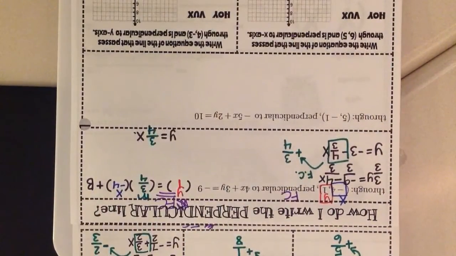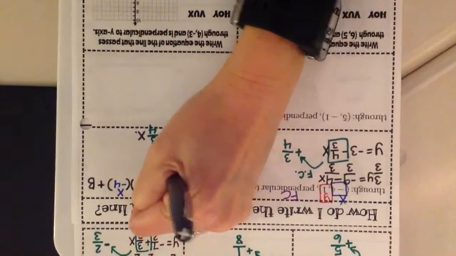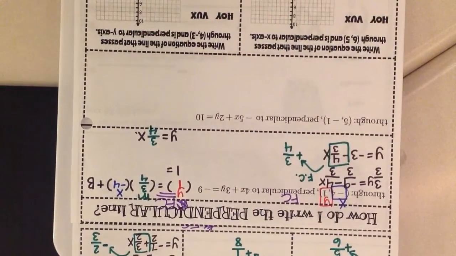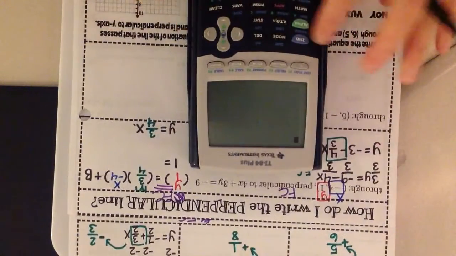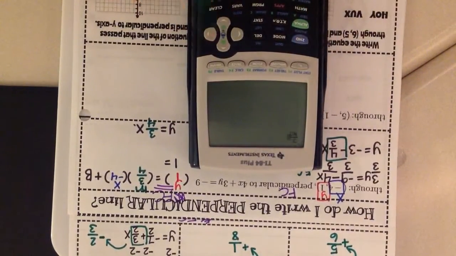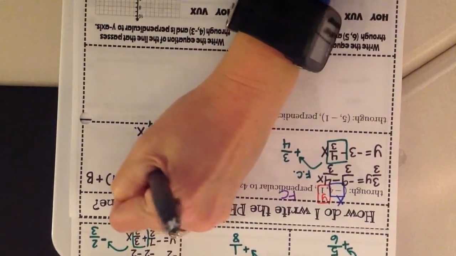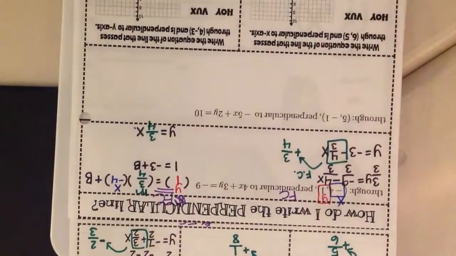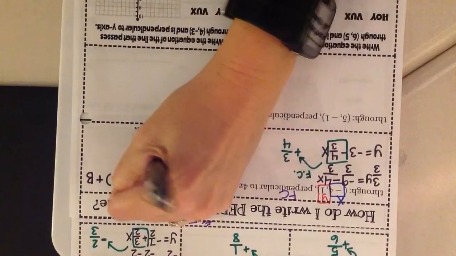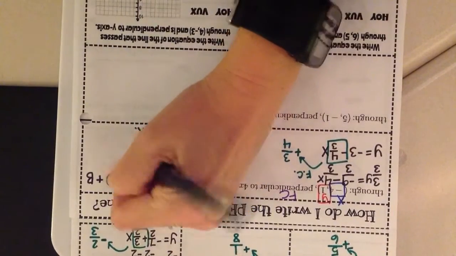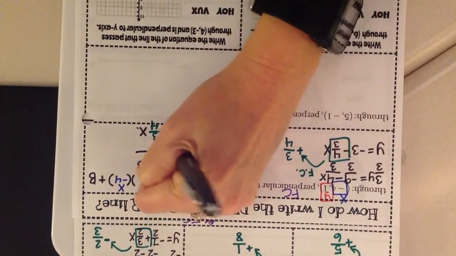And so now I'm going to write 1 equals, now I'm going to perform the math. So I need to know what is 3/4 times -4. So I'm going to type in 3/4 times a -4. And I got -3. So I'm going to say -3 plus b. Now I've got to decide, am I going to add or subtract 3 to both sides? And hopefully you said add 3 to both sides. So I'm going to say 4 equals the y-intercept.